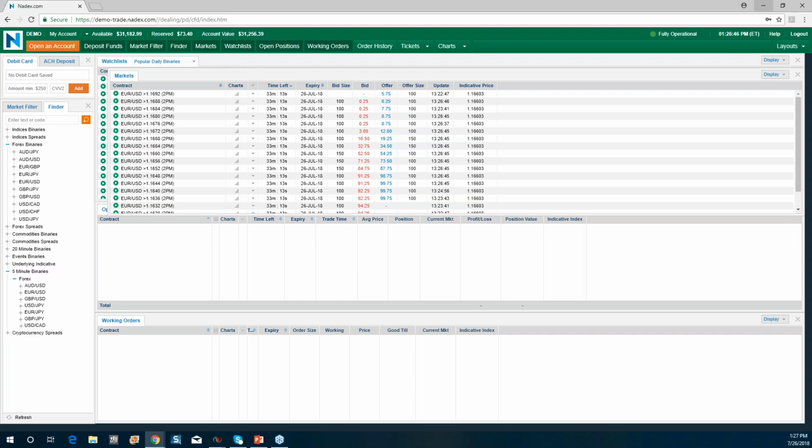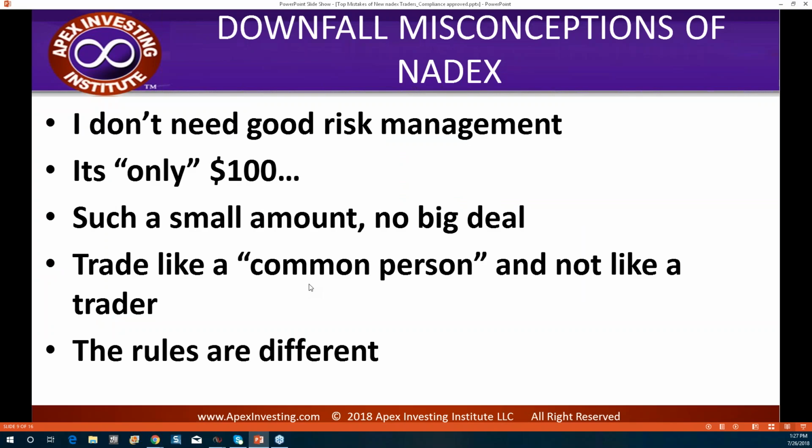I don't have to invest time in myself. I don't have to educate myself. I don't have to learn the markets. You know, I can just hop in there and go for it. Trust me, it's not going to work out for you that way. Okay? You are misusing the power of Nadex. Okay? The rules are not different.